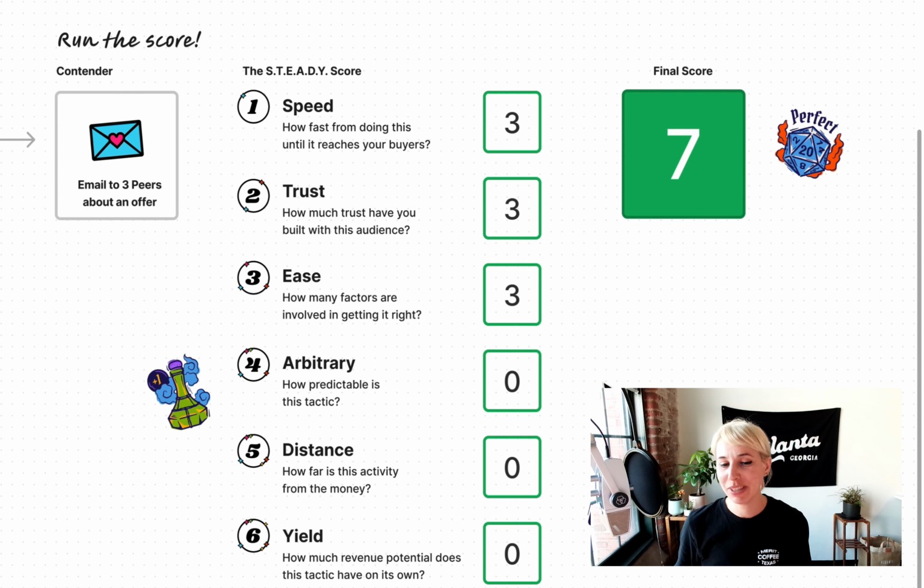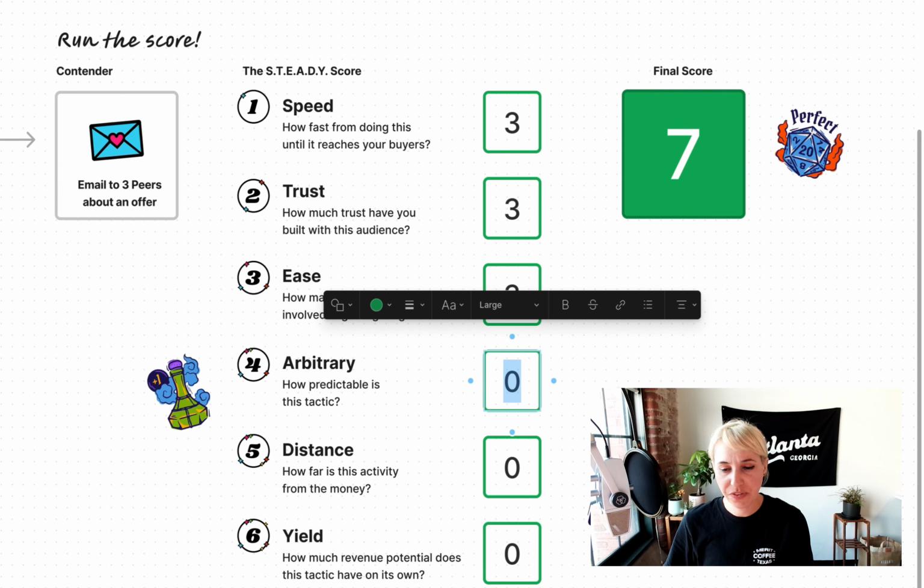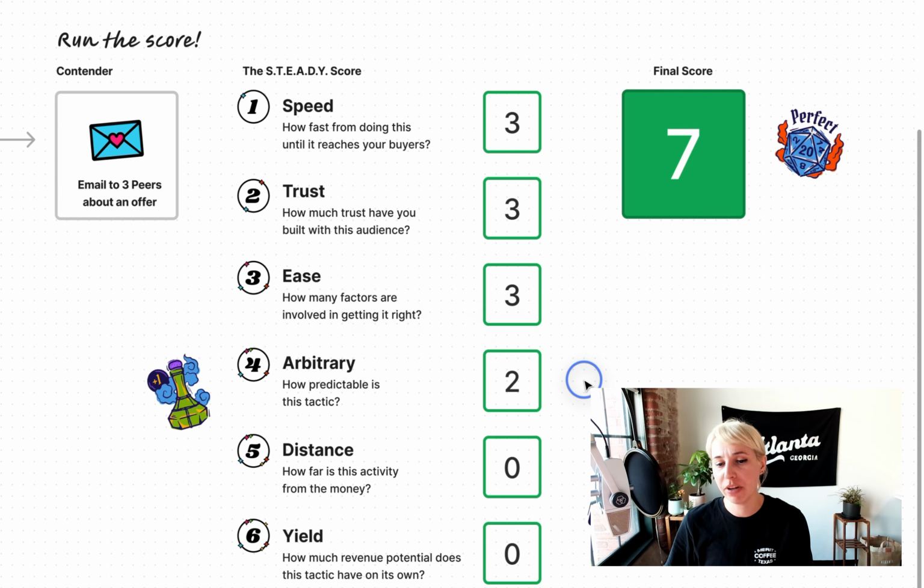Arbitrary. How predictable is this tactic? We're going to give that a 2. It is fairly predictable, especially if you have been doing plays like this, if you have been keeping in contact with these people, but there is a little bit of randomness in how people respond, in the way that their life is moving and things that are going on. So we'll give it a 2.